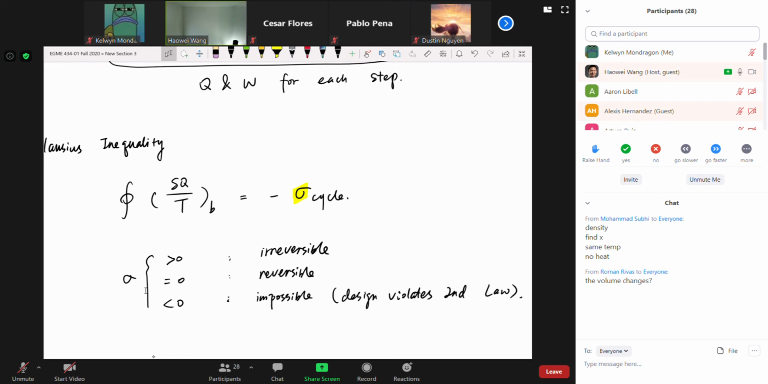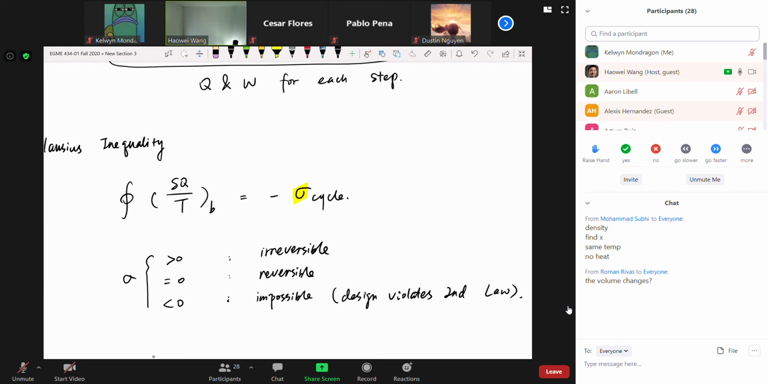thermodynamics. So if you design a new engine and you check the sigma, if your sigma is greater than 0, then that means your design is correct. However, if your sigma is less than 0 for an engine you designed, what does that say? That means the design is wrong. The design won't work because it violates second law.